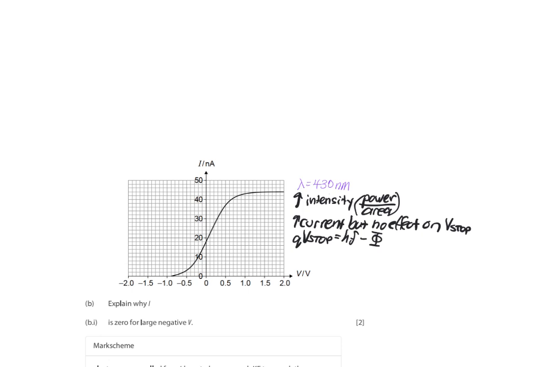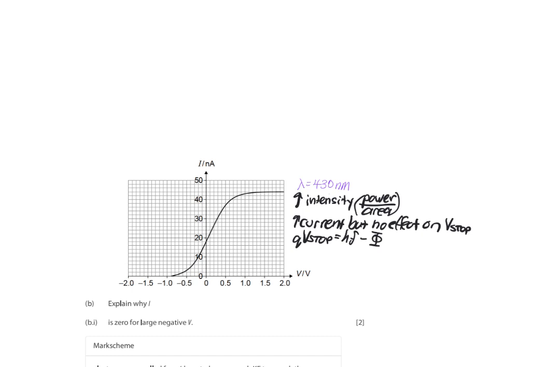But also, going back to what I said about how the area under the curve represents the power, increasing the intensity will increase the power. And so if I have more current, that's going to give me the same stopping voltage, but a bigger curve, so more area under the curve, hence more power.